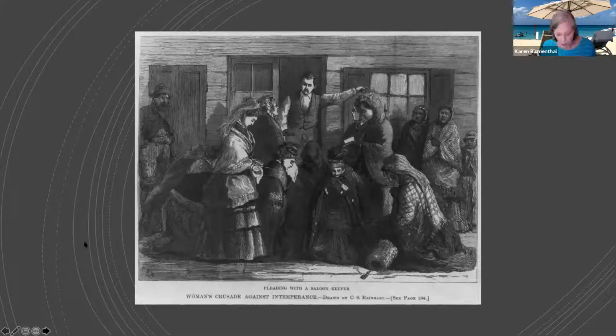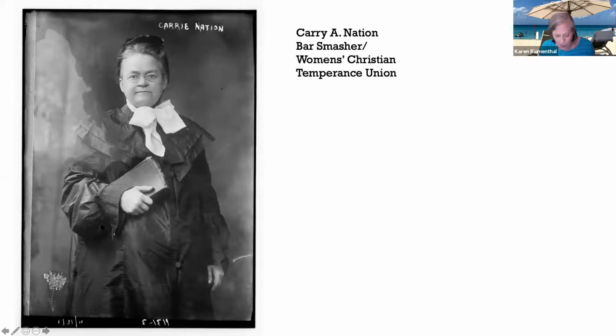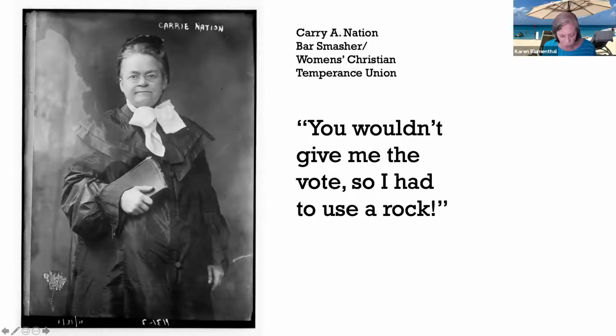One of the most famous of the WCTU women was a woman named Carrie Nation. She was a very religious woman who had married young and lost her first husband to alcoholism. She ministered to men in jail, and she came to believe that often their troubles were caused by too much drinking. At a time before women could vote, she believed that God told her that she should stop the bars and the saloons. So one day, she lived in Kansas, she went to a neighboring town, and she smashed up a saloon with rocks and with a cane. And she became famous for wrecking bars to make her point. She said famously, "You wouldn't give me the vote, so I had to use a rock."